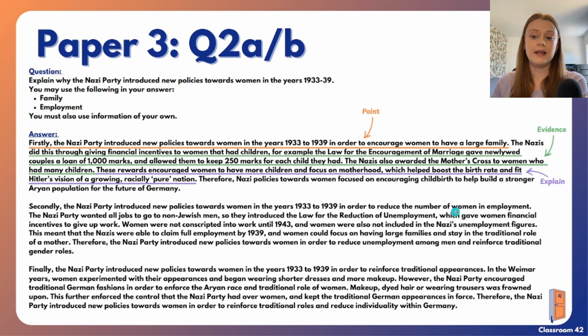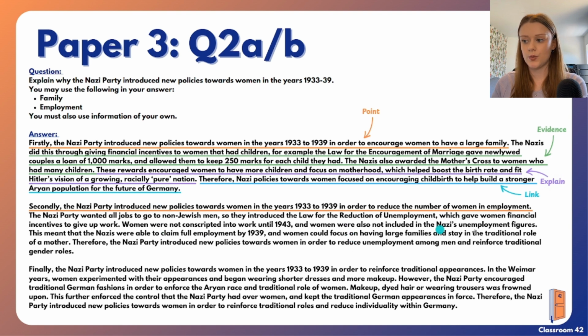Then we are explaining why. So we're explaining why the Nazi Party introduced this new policy. These rewards encouraged women to have more children and focus on motherhood, which helped boost the birth rate and fit Hitler's vision of a growing, racially pure nation. So that's explaining why the Nazi Party introduced that policy. And then finally, we are linking back to the question, reiterating our point. So therefore, the Nazi policies towards women focused on encouraging childbirth to help build a stronger Aryan population for the future of Germany. So that's our first point.